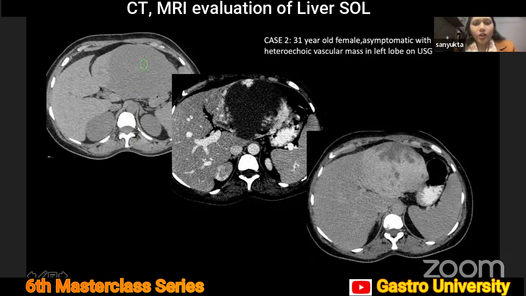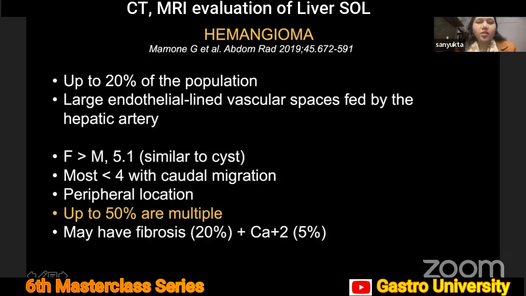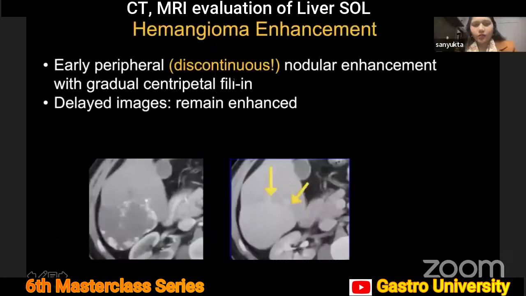In the arterial phase, what we can see is a peripheral discontinuous nodular enhancement, which further becomes a centripetal fill-in on the delayed scans. So this clinches the diagnosis of hemangioma. We all know about this, and if you see one, 1 to 50% of the time there are multiple, so just look for the other ones also. Basically, these are endothelial lined, supplied by the hepatic artery, and thus this nodular enhancement.